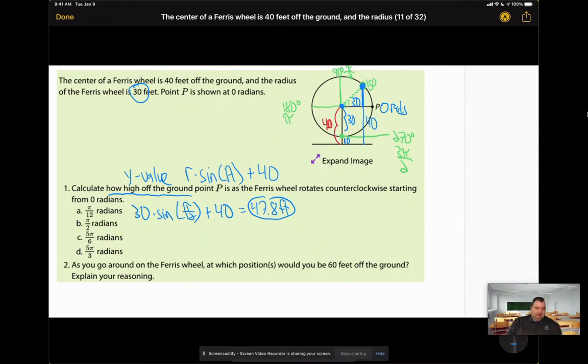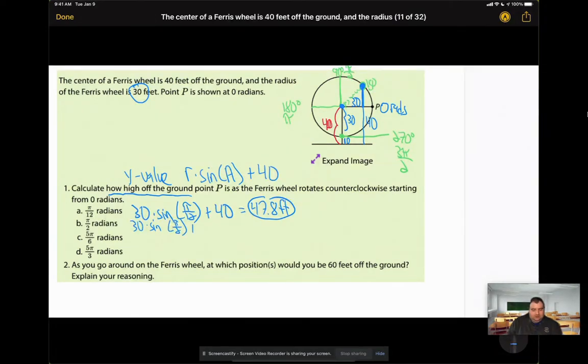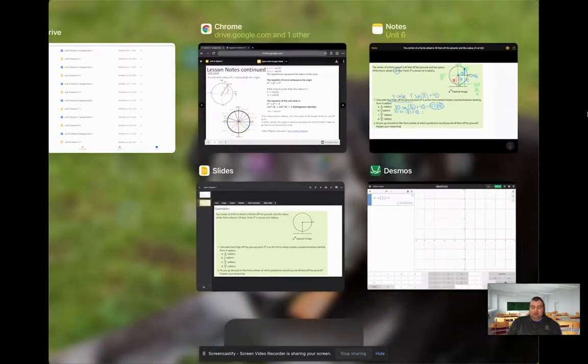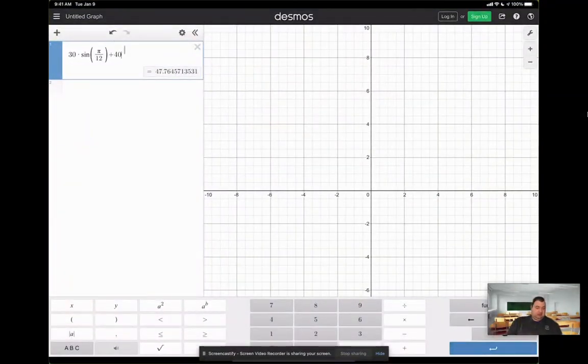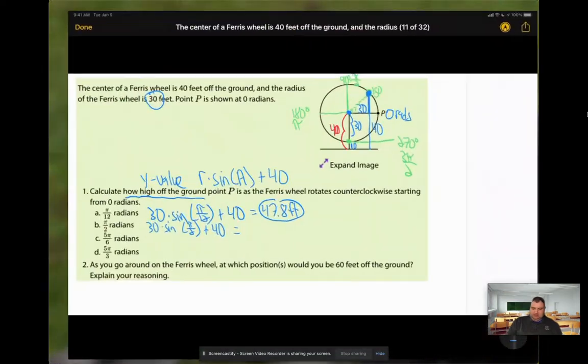So the only thing that's going to change for each of these is the angle. So for B, I'm going to do 30 times sine of pi over 2 plus 40. And then I'm going to do 30 times sine of 5 pi over 6 plus 40. So the only thing I have to change is the angle. So the second angle for part B is pi over 2. So the answer there is going to be 70 feet.